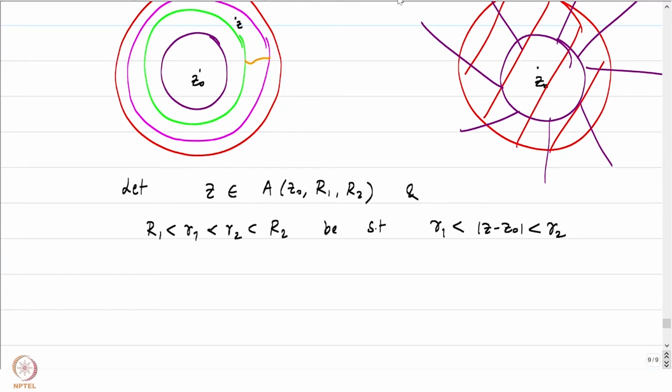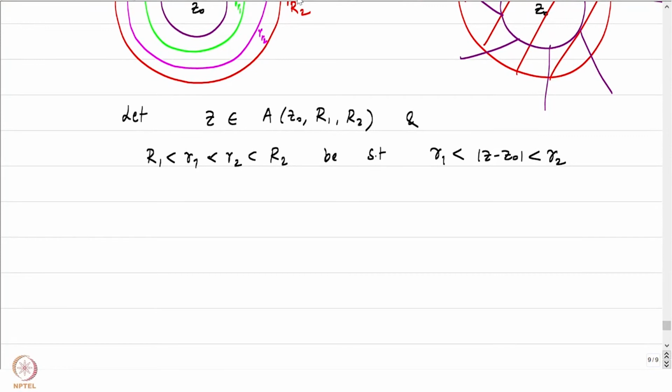So, let me just write down the notations. This is gamma r1, this is gamma r2, the outer one is gamma r2 with capital R, and the inner one is gamma r1 with capital R. That is precisely what our circles here are, and that's the picture that we are capturing as well.